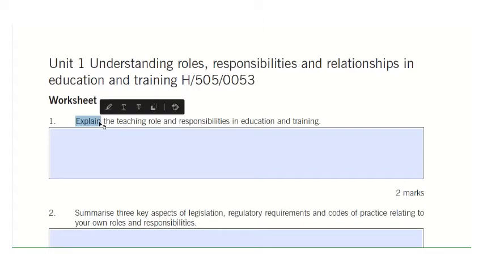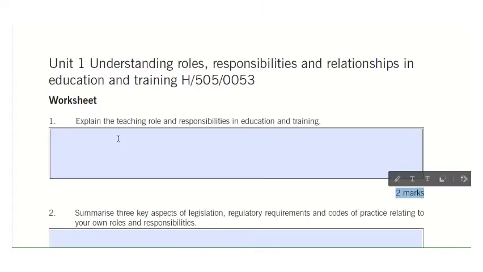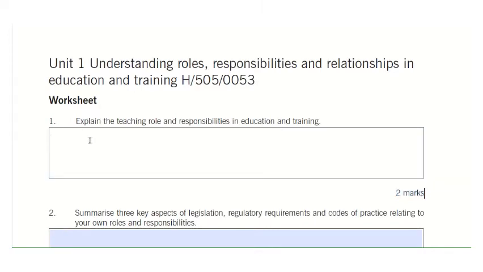So explain questions need a reasonable amount of detail. You need to explain how the thing works, and also look at the number of marks. So here there's 2 marks. So to get both your marks here, you're going to need 2 points, and both of those points are going to need to be an explanation of how the teaching roles and responsibilities in education and training. So you need to make 2 points, and it needs to be quite long. I generally think explain questions need to be at least 2 sentences.